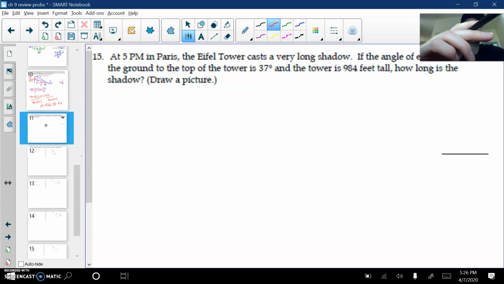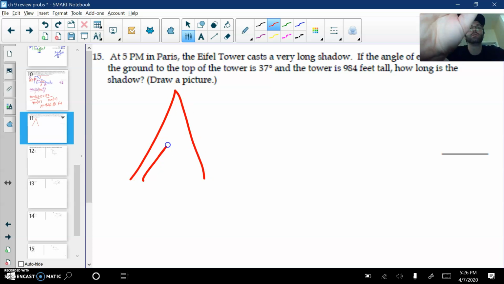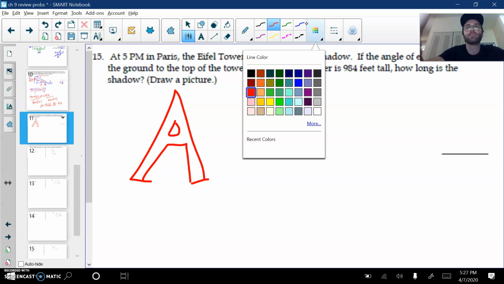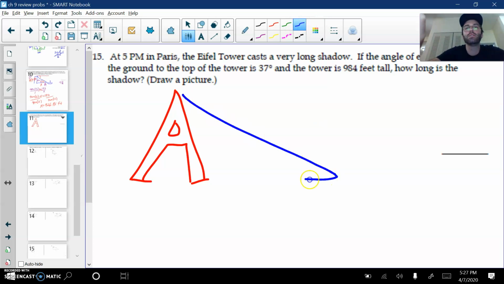All right. 5 p.m. in Paris, Eiffel Tower casts a very long shadow. Wow. Here's the Eiffel Tower. Right? Looks like an A. Hey, there's my Eiffel Tower. Mysteriously looks like an A. It casts a very long shadow. The angle of elevation to the top of the tower is 37 degrees.